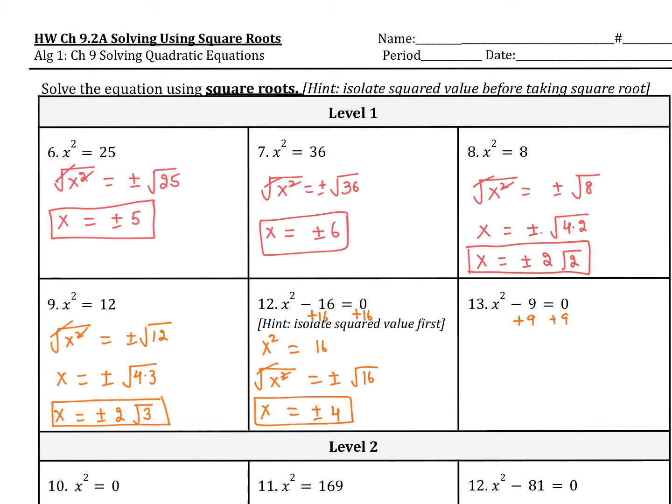Add 9. You got x squared equals 9. Take square root on both sides. Square and square root cancel, x equals plus or minus 3 is your answer.